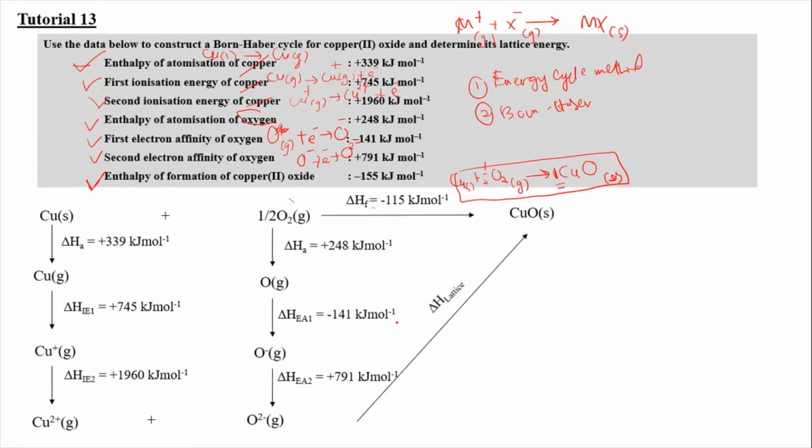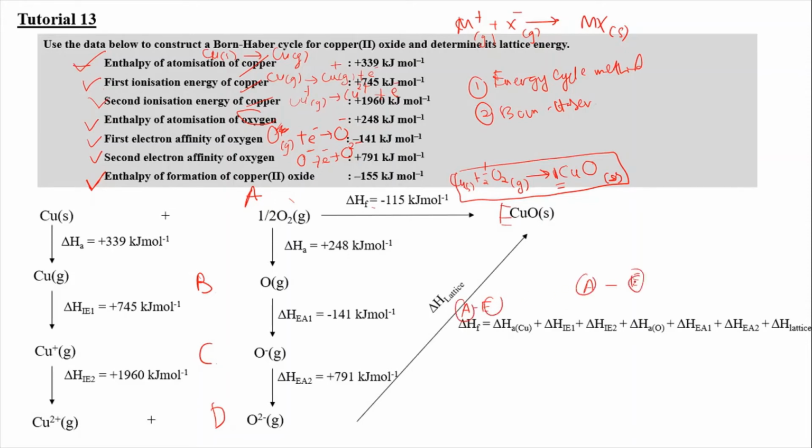And in order to find the lattice energy, we need to remember our Hess law. Hess law states that the energy change is the same whether it takes one step or a series of steps. So you can say that A going to B, going to C, going to D, going to E is the same as A to E. So we can say that A going to E, which is the enthalpy of formation, is the same as A going to B, going to C, going to D, going to E.